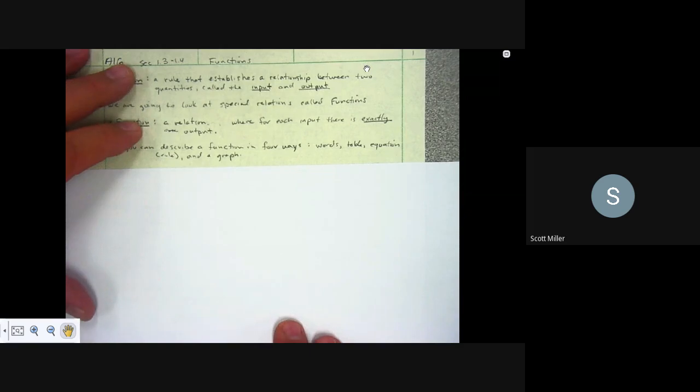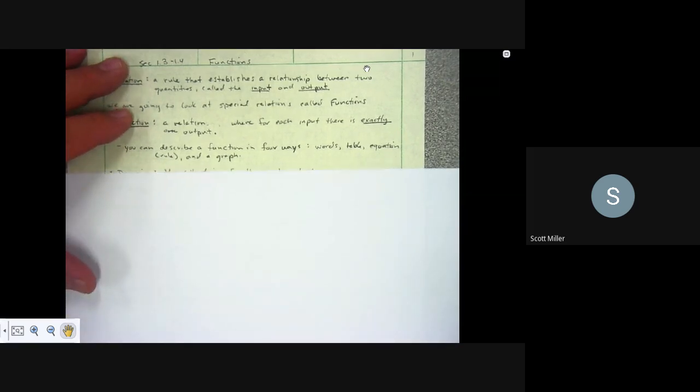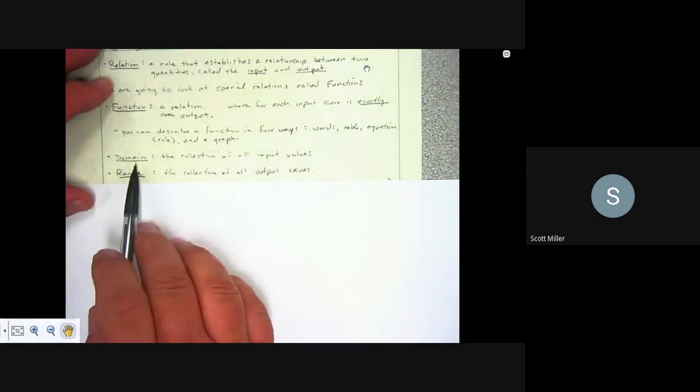We can describe functions in 4 ways in here. We're going to describe things in words, or a table, equation, and a graph. When we do that, we want to make sure we can recognize that we actually have a function, because when we have a function, certain things are going to work or apply. Anyway, let's move on to the new word types that we're going to see.